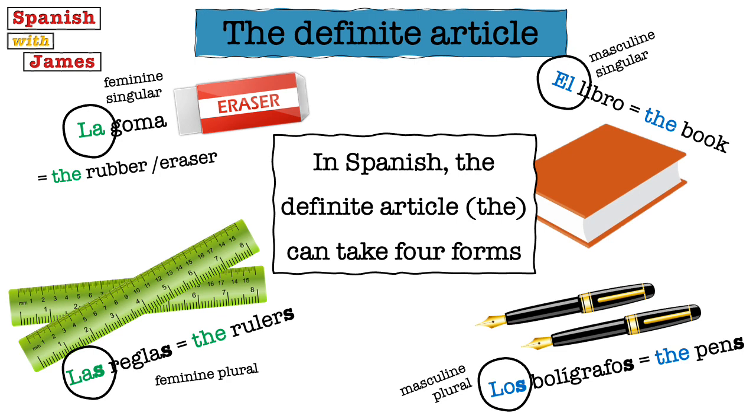So in English it's nice and easy. Everything's just the: the rubber, the rulers, the book, the pens. But in Spanish, we've got to remember whether the word's masculine, feminine, singular, or plural. But don't worry, because you'll get used to this really quickly, and it's nice and easy and follows really sort of strict patterns. So now I'd like us to take a look at the question.